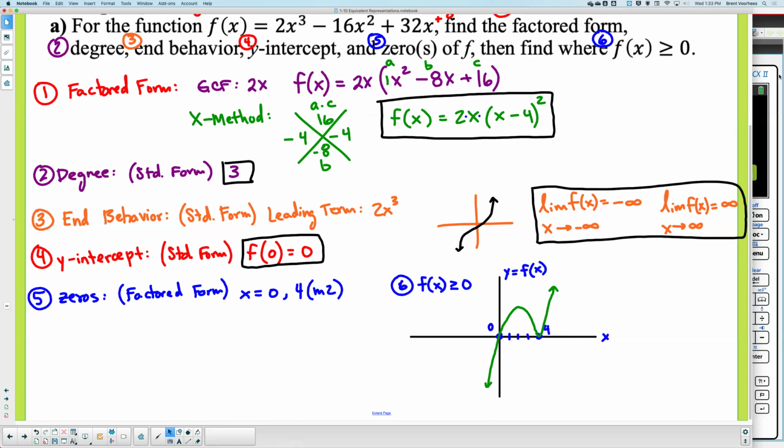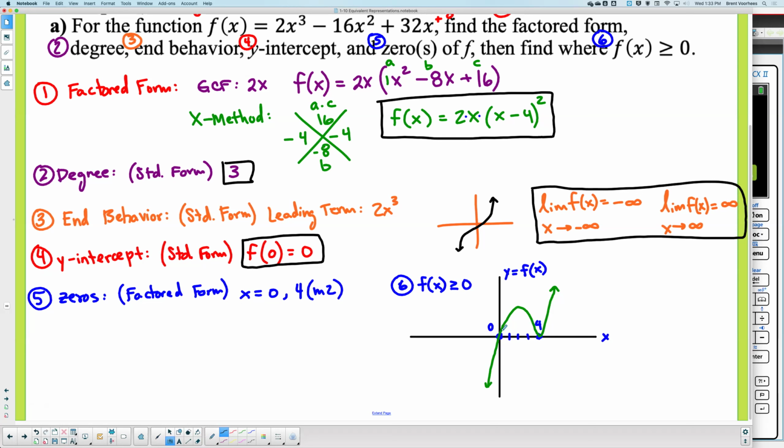Does that make sense to you? That 4 right there. Okay, so last thing. We want to know, where is the graph greater than or equal to 0? Oh, sorry, f of x. Is f of x x or y? Y. So if we're looking for where y is greater than or equal to 0, f of x is greater than or equal to 0, do I look up, down, to the left, or to the right?